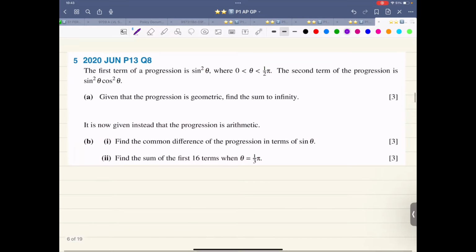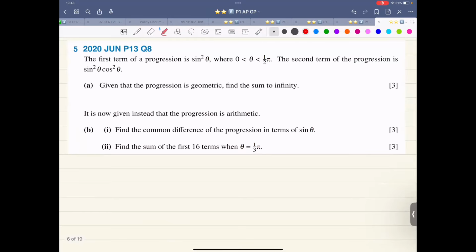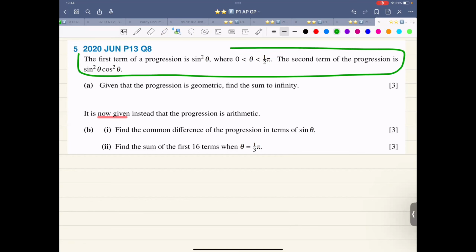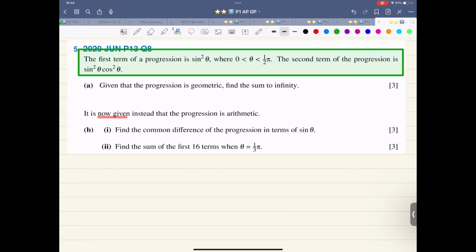The next question. Now it says it is now given. That means they have reverted back from the first part. The first paragraph is still there. The first paragraph is applicable for everything. This is there. That is fixed. Now it says it is given instead that the progression is arithmetic. So it's not geometric anymore, it is arithmetic. Now, what are they asking? They are asking find the common difference in terms of sine theta, find the sum of first 16 terms when theta is pi by 3.